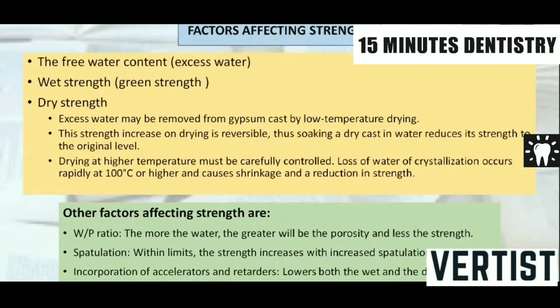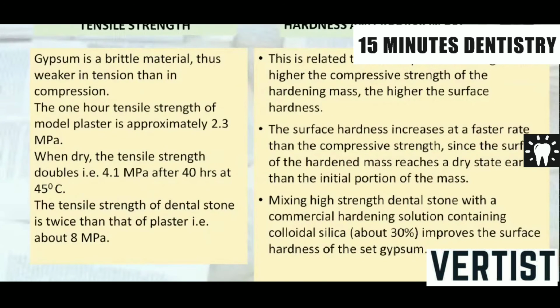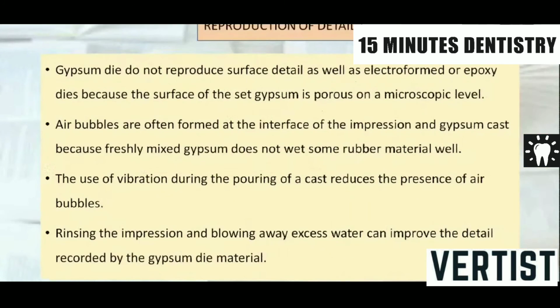Factors affecting the strength: the free water content, and the wet strength, which is called the green strength. Also the dry strength: once it is finally set, it becomes a harder material and that gives strength to your model. You have to see how much time it will take to achieve the dry strength. So this is the tensile strength and hardness. These are the properties that you have to cover in the properties of gypsum products.